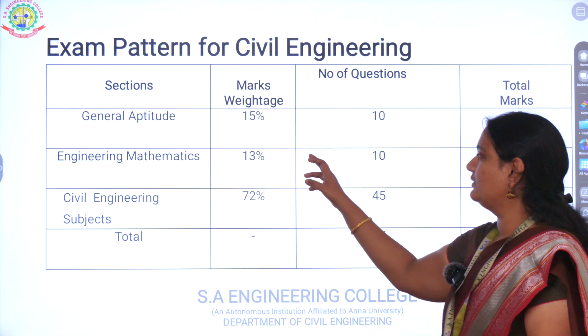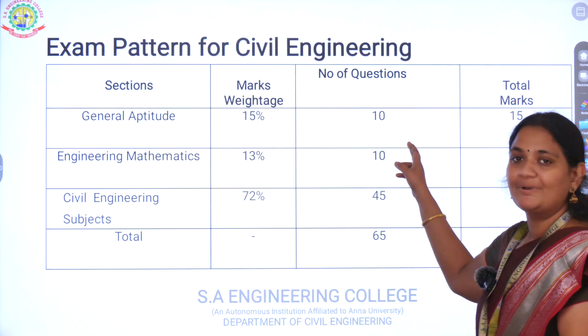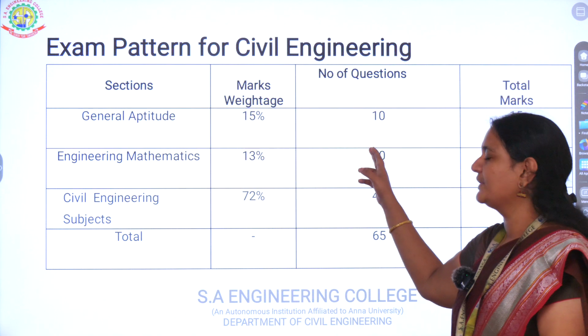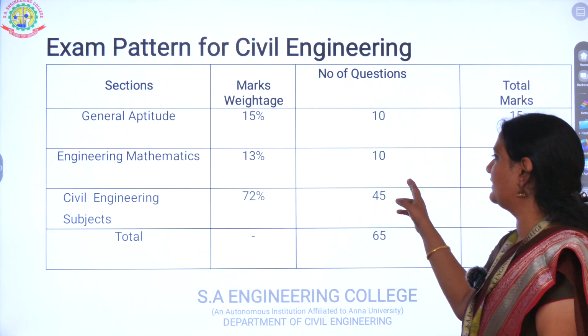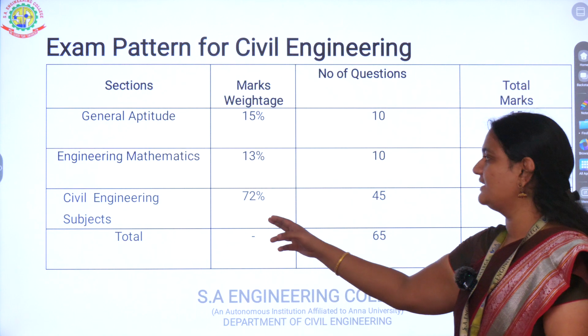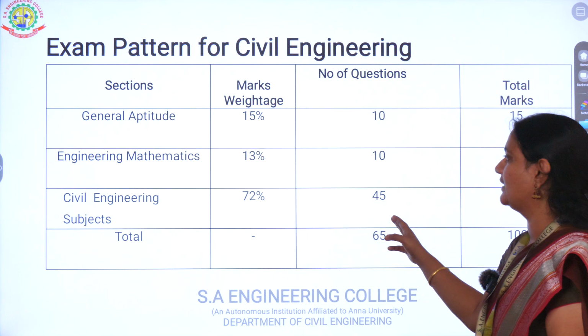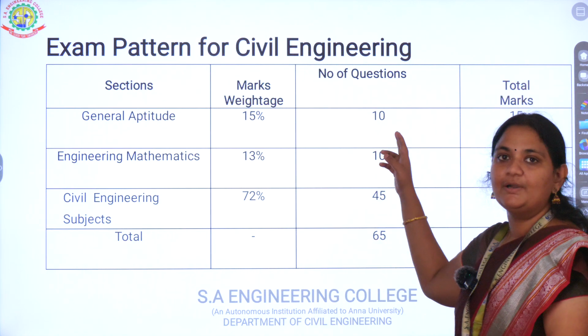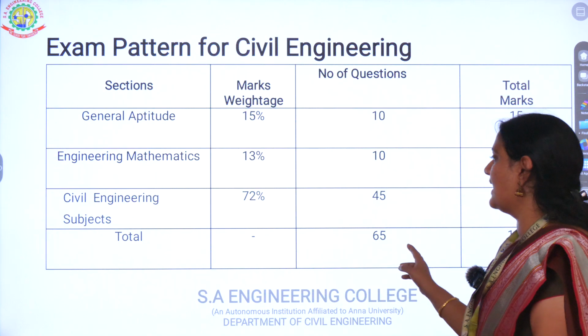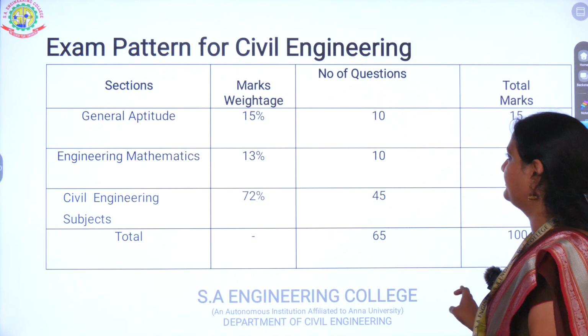Now, in general aptitude, even though it is 15%, the number of questions that we are going to answer is 10. Similarly, for engineering mathematics, the number of questions is 10. And for our civil engineering subject, the number of questions that we are going to answer is 45. Totally, we are going to answer 65 questions, and the marks will be 100.